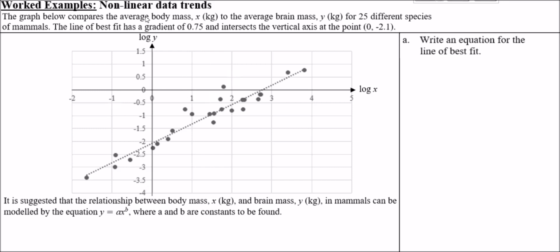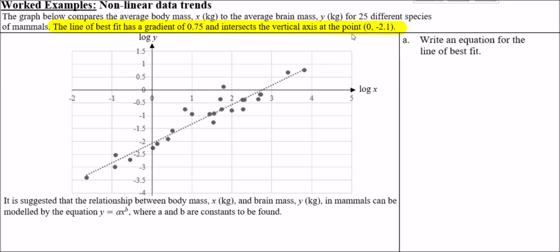It does say that for this line of best fit, which is dotted here, it's got a gradient of 0.75 and its intercept is minus 2.1. So for part A, write an equation for the line of best fit.